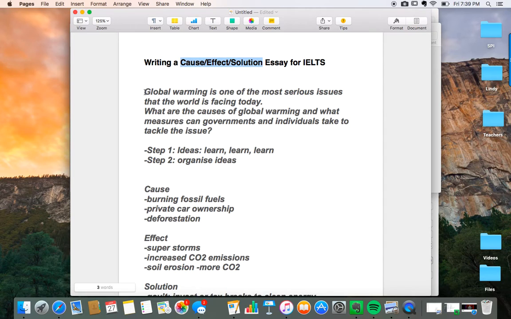So I've just taken this question from an IELTS website on the internet. Global warming is one of the most serious issues that the world is facing today. All right? Global warming is a problem. What are the causes of global warming, and what measures can governments and individuals take to tackle the issue? So they want the cause, and they want solutions. All right? Cause, solution. That's all they want you to talk about here.